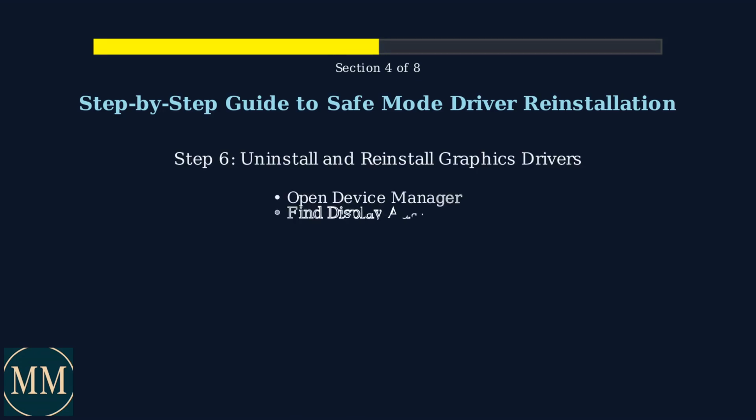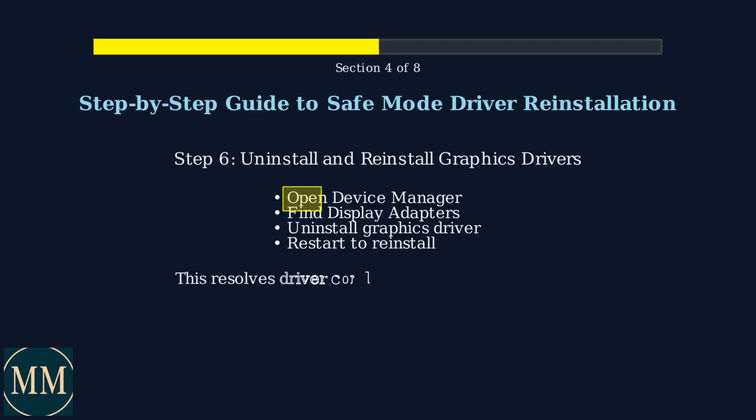Once in safe mode, open Device Manager, locate your graphics card, right-click to uninstall the driver, then restart to reinstall automatically. This process eliminates software conflicts that cause the 640 by 480 resolution issue on ASUS monitors.